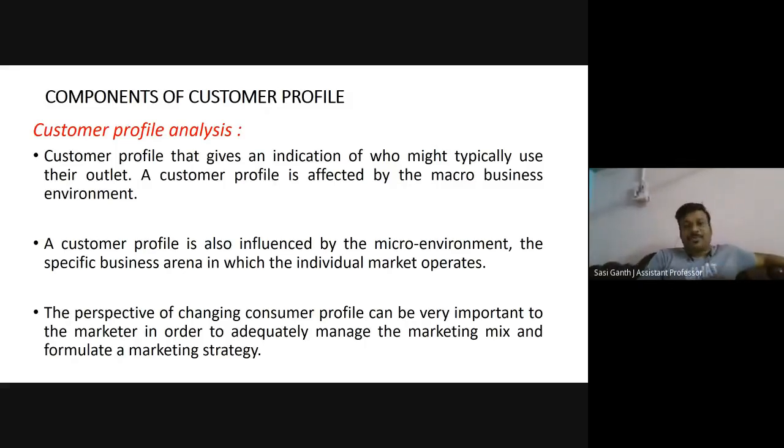So a customer profile is affected by the macro business environment. How? Who might typically use your outlet? You need to go for a macro business, and you need to see the micro business also. So you need to see both the environments. As a marketer, I need to categorize the profile of the customer. So a customer profile is also influenced by a micro environment. So micro environment and macro environment. What is micro environment? What is macro environment?